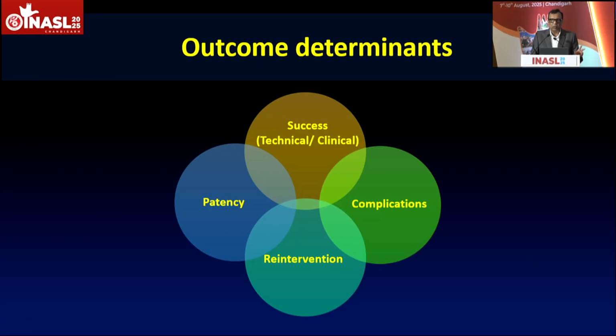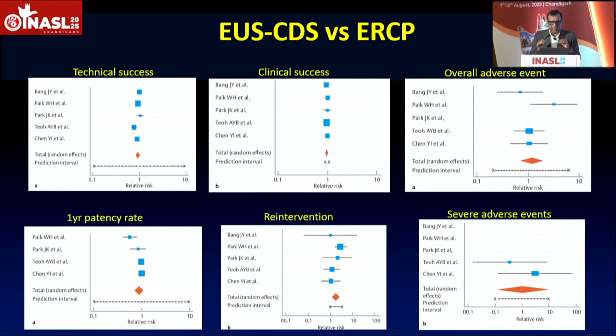So when you look at the outcome determinants, when you compare these two modalities, you look at success, which can be technical and clinical success, patency, complications, and reinterventions. Now, this is to summarize the first meta-analysis: technical success, clinical success, overall adverse effect, 1-year patency, severe adverse effect, and reintervention. The only difference was in reintervention. Reintervention was less with EUSBD compared to ERCP.